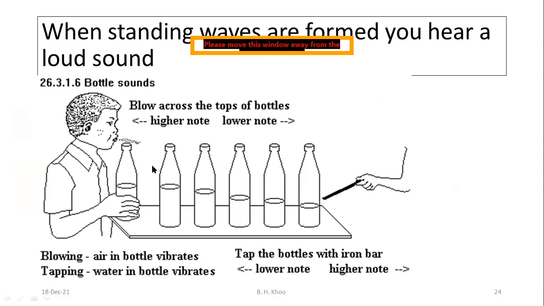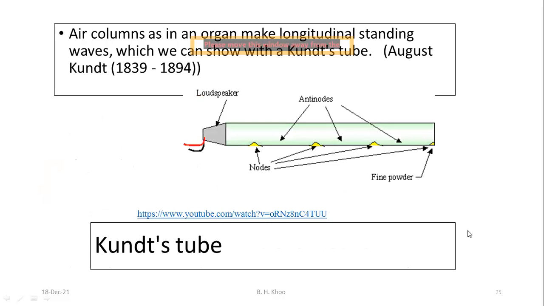Or we can also have different notes. A bottle of air filled with water to different levels. You can blow air across it, and it will have a sound if the frequency of your air blow is the right one. Or we can hit the tube, and it will give you a particular sound. Or we can study a more complicated one, which is just for your information, Kundt's tube.